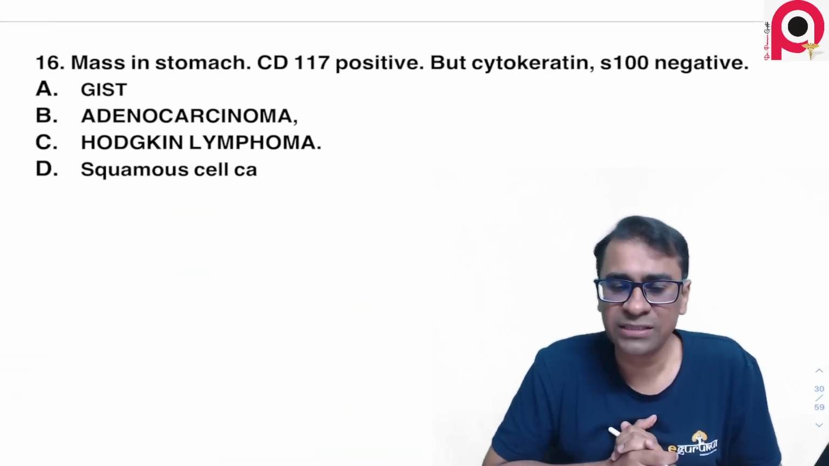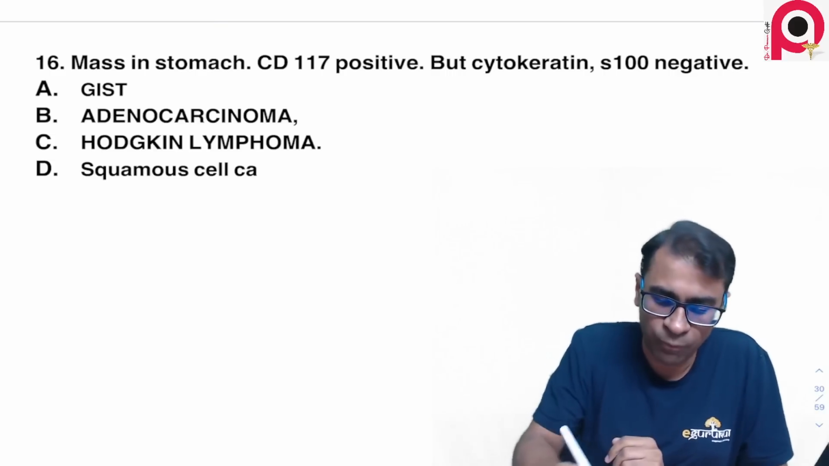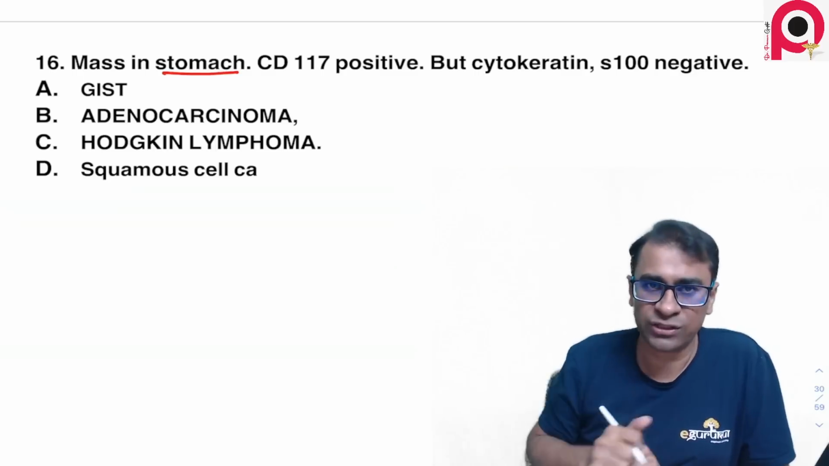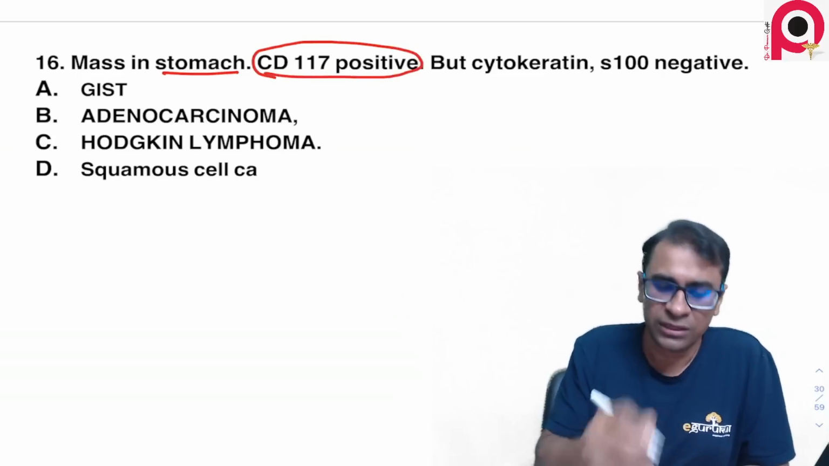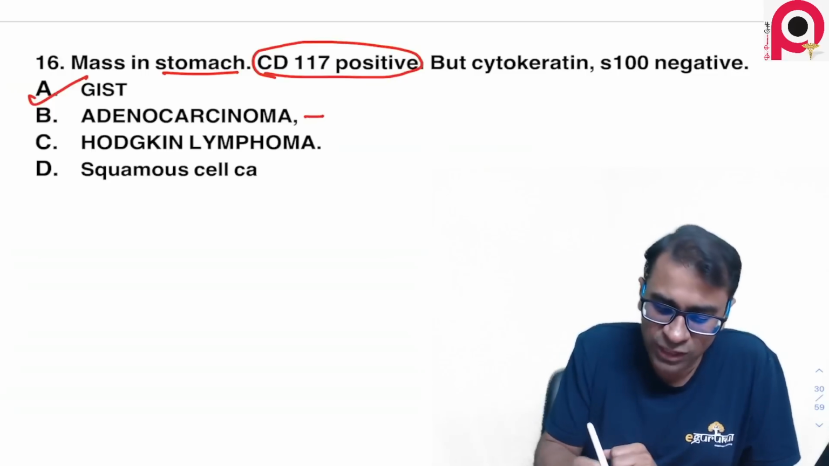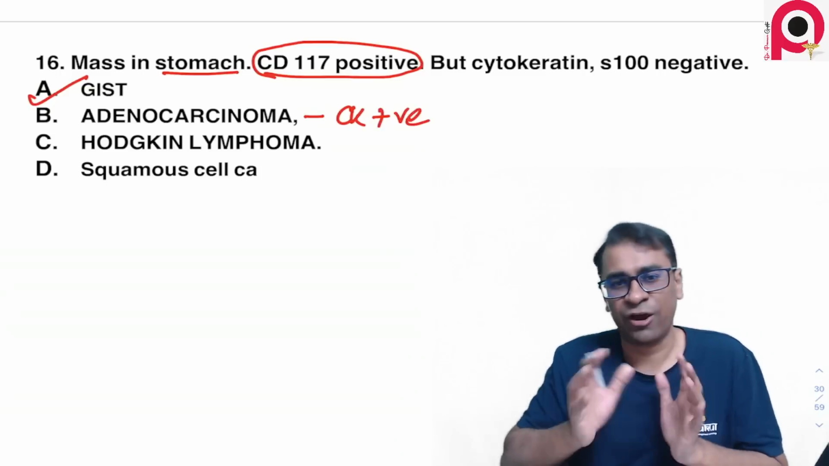Mass in the stomach is CD117 positive, but cytokeratin and S100 are negative. So what is the answer? The moment you say there is a mass in the stomach, it could be GIST or adenocarcinoma, maybe lymphoma also. Telling you CD117 is positive, the answer straight away becomes a case of GIST. Adenocarcinoma would have CK positive, and here CK is negative, hence it cannot be the answer.